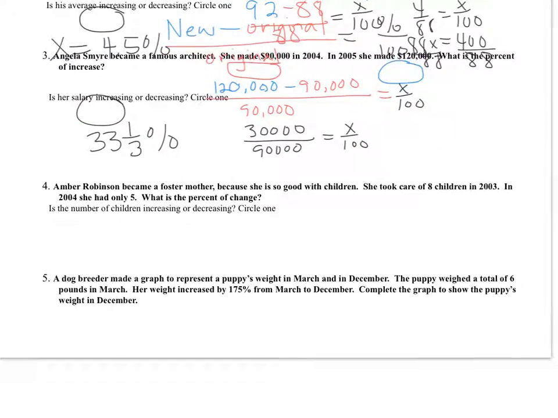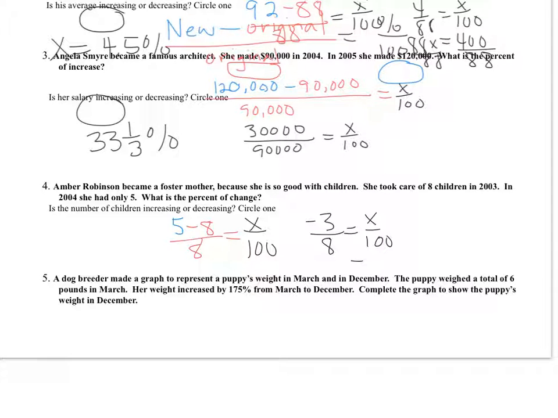Number 4, Amber Robinson became a foster mother because she is so good with children. She took care of 8 children in 2003, and then she only had 5 in 2004. So in 2003 is the original, and 2004 is the new. So we're going to do 5 minus 8 all over 8 equals x over 100. That's going to give you negative 3 over 8 equals x over 100.